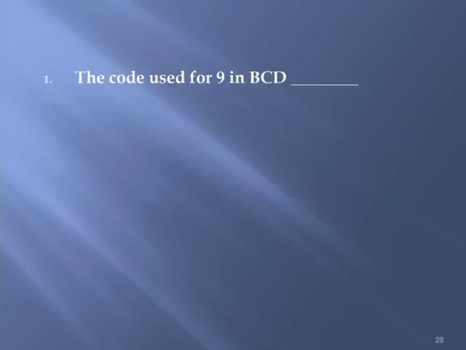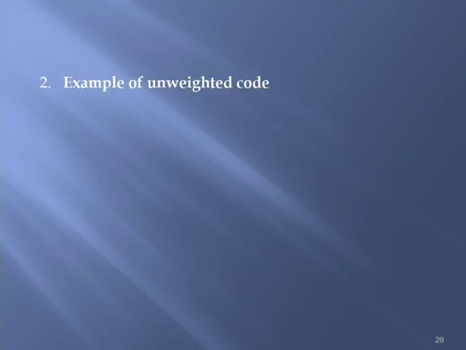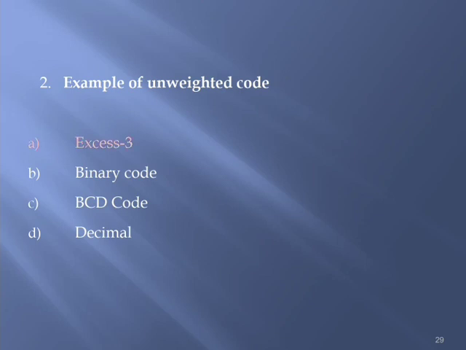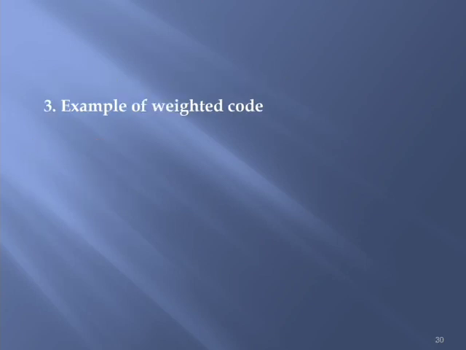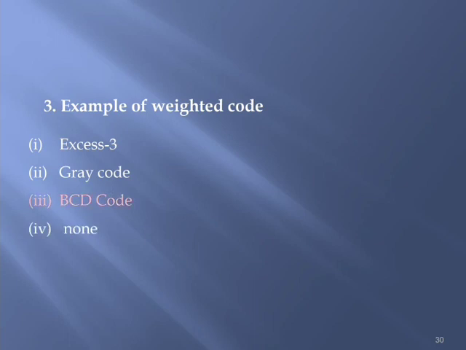Next, coming to the quiz: the code used for 9 in BCD is 1001. An example of an unweighted code is the XS3 code. An example of a weighted code is the BCD code.